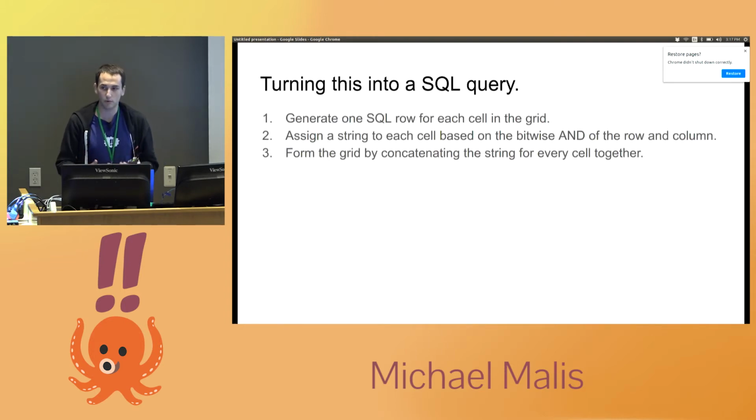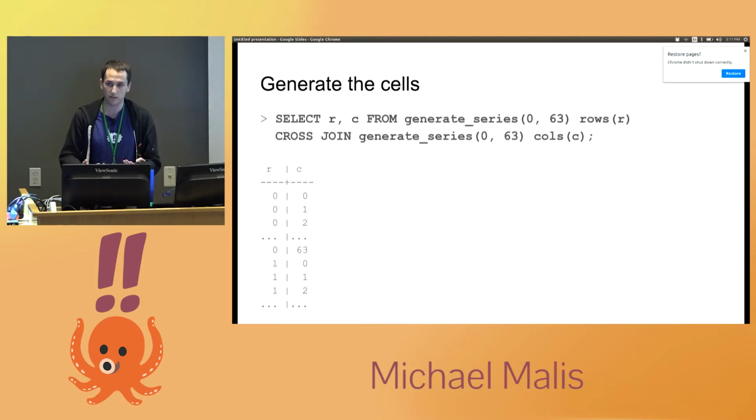So in order to write a SQL query that does this, we can do this in a 3-step process. First, write a SQL query that produces one row for each cell of the grid, and then go over that and mark all the cells where the bitwise AND is 0, and then concatenate all the strings together to form the final fractal. So now we can generate the cells using this query here.